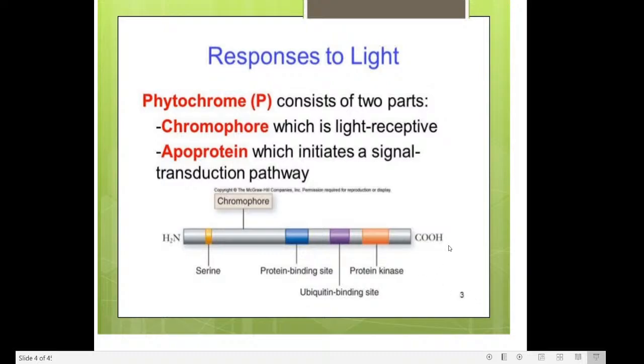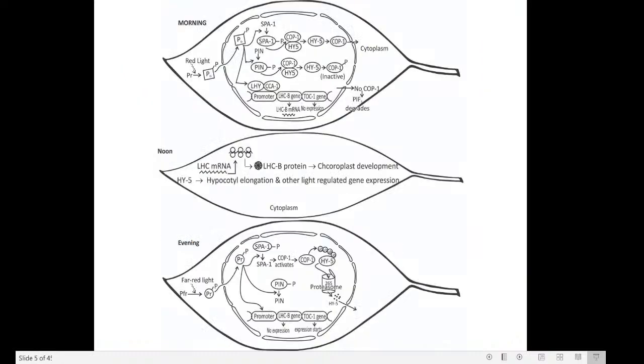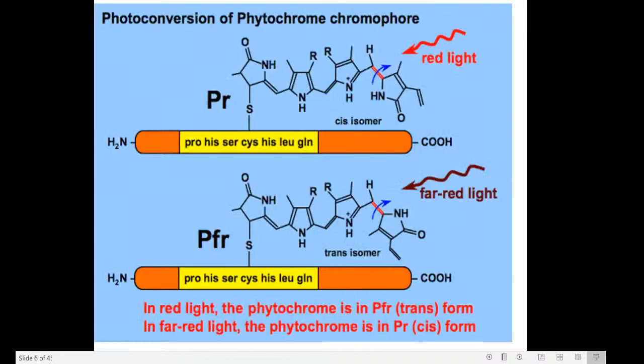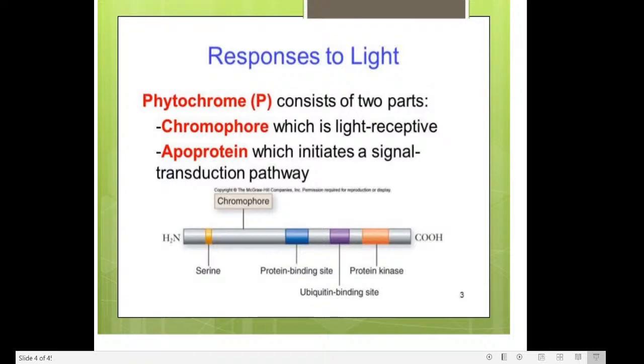As I already said, phytochrome is the signaling molecule. It has two parts. I thought I had included the image. It has two parts, a chromophore and an apoprotein.